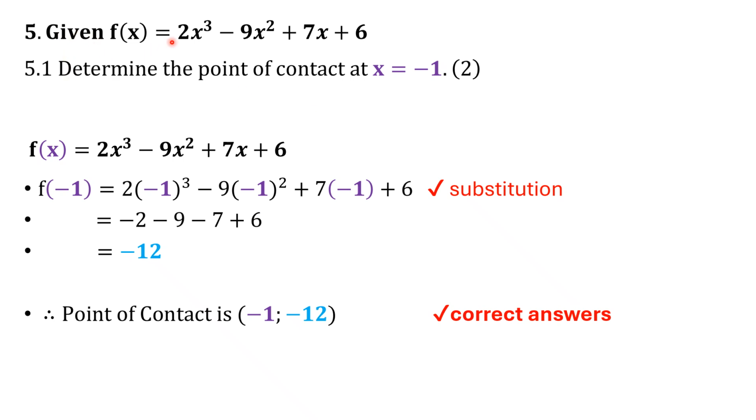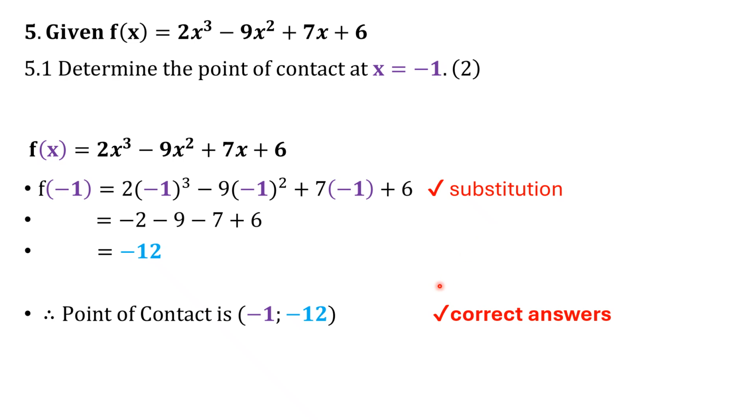Given f of x equal 2x cubed minus 9x squared plus 7x plus 6, determine the point of contact at x equal minus 1. So again, I'm going to substitute minus 1 in the equation. That gives me 2 times minus 1 cubed, minus 9 times minus 1 squared, 7 times minus 1. It gives me minus 2 minus 9 minus 7 plus 6. Minus 11 minus 18 plus 6 gives me minus 12. So my point of contact is minus 1, minus 12.